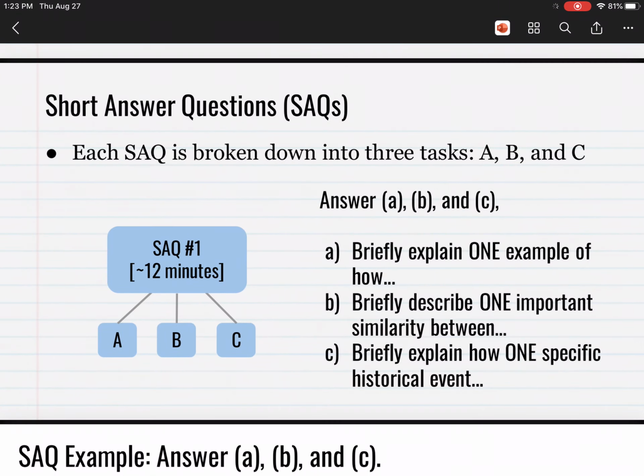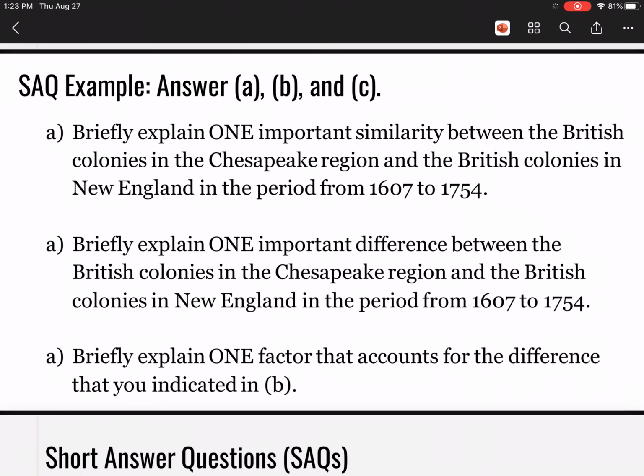Each SAQ is broken down into 3 tasks. So they'll ask you basically 3 questions or give you 3 prompts. So 3 SAQs with each one having 3 prompts within it. So the one we're going to look at here, briefly explain one example of how you're going to see how that works. Okay. So as we go down there, here's an example from basically period 2, more than period 1.